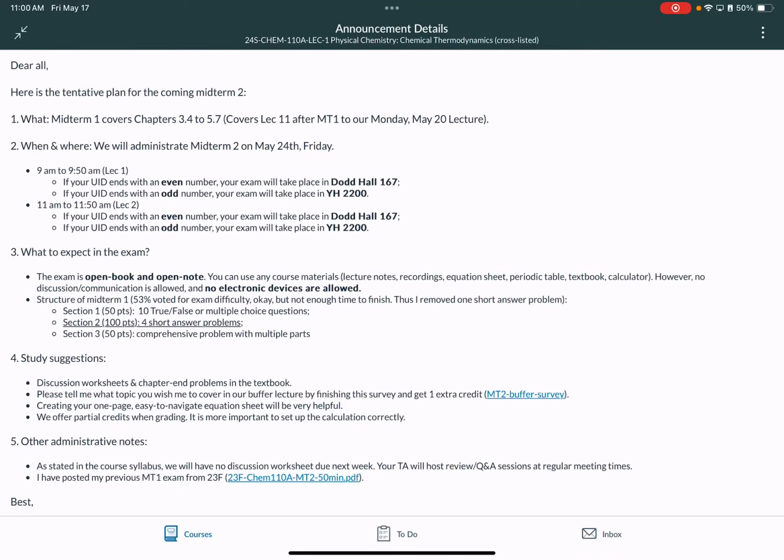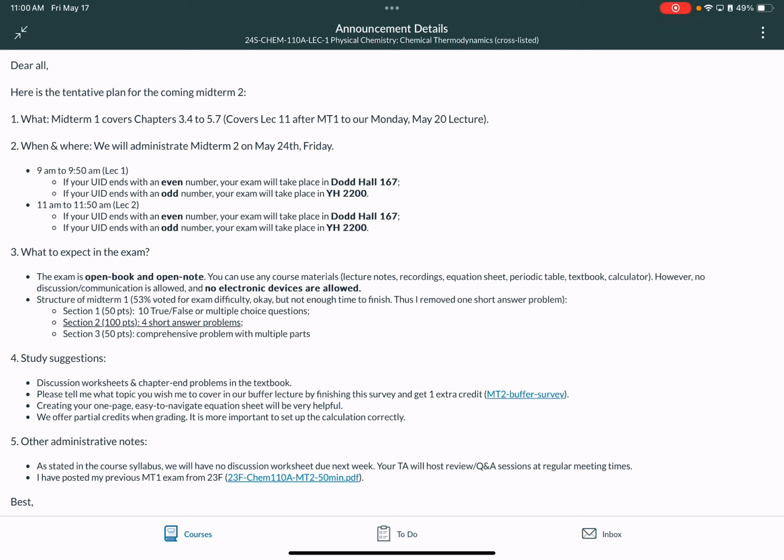First things first, as I promised, here are some more plans for our midterm 2. I posted this announcement on BrainLearn. You should also be able to check it on whatever device you like. But basically, let's start with the coverage, right?